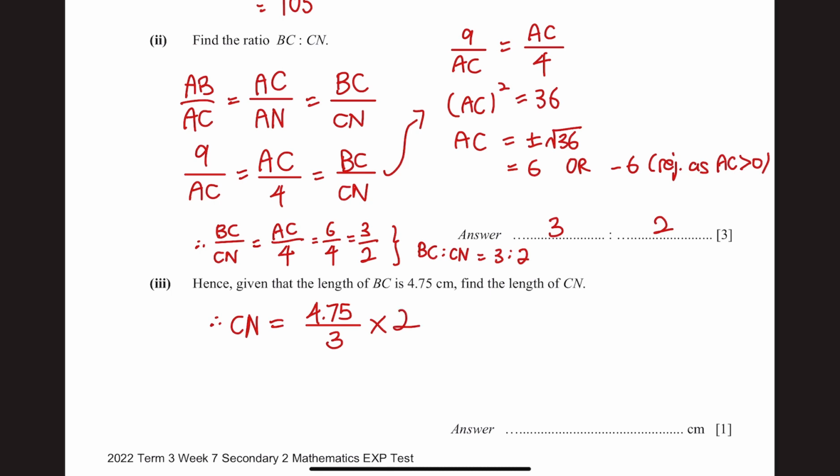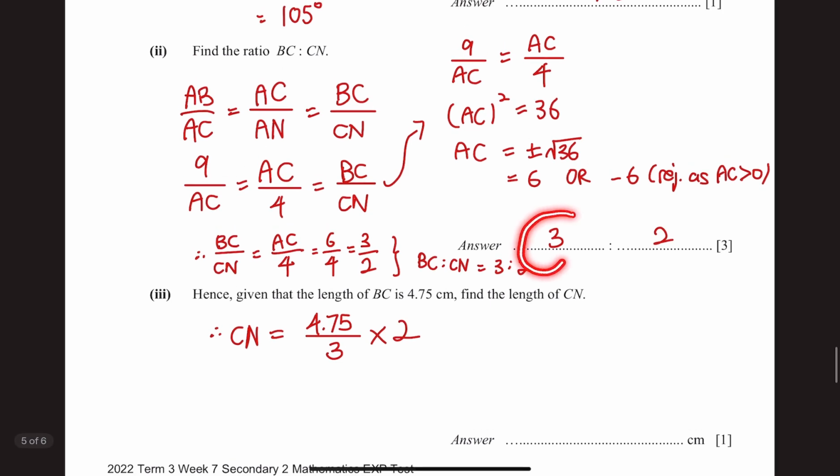Okay, based on this ratio here, BC is 3 units, CN is 2 units. So if I know that the actual length is 4.75 cm, and I want to find the length of CN, I divide by 3 units and then times 2 units. So over here, this will be equal to, I can leave this in mixed fraction, 3 1/6 cm. Okay, and this will be the answer to part 3.